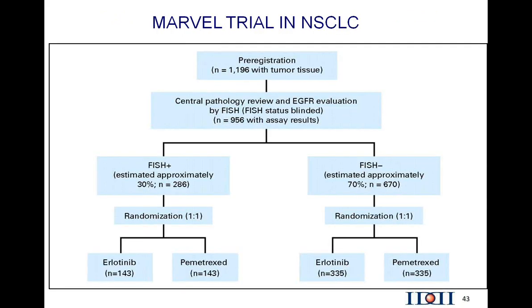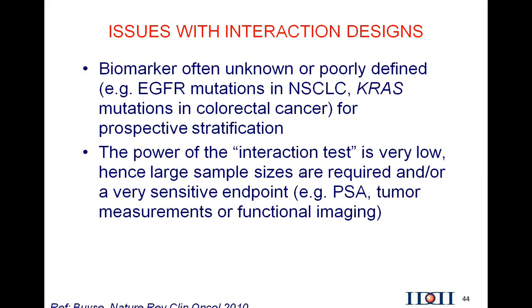An example of such a trial is called the MARVEL trial in non-small cell lung cancer. And here is the flowchart of this trial. 1,200 patients with tumor tissue were in fact randomized, depending on the value of the FISH test. So these patients were tested for EGFR mutation by a FISH test. Patients who were FISH positive were randomized between alatinib and pemetrexed, and patients who were FISH negative were also randomized between alatinib and pemetrexed. So all the patients were randomized between the same treatments, but they were stratified by the biomarker positivity. Again, this trial is ongoing.